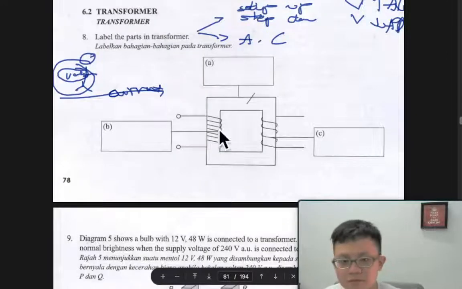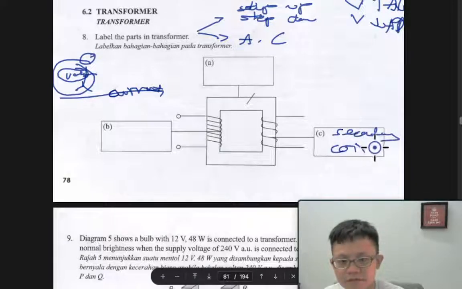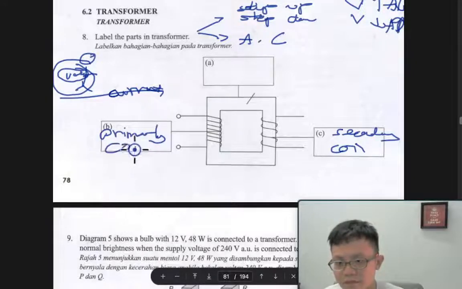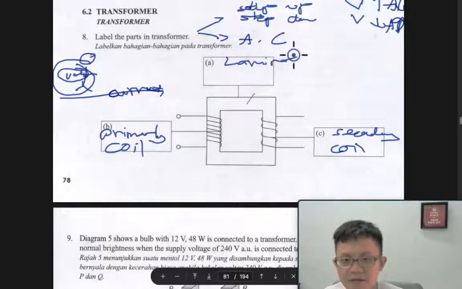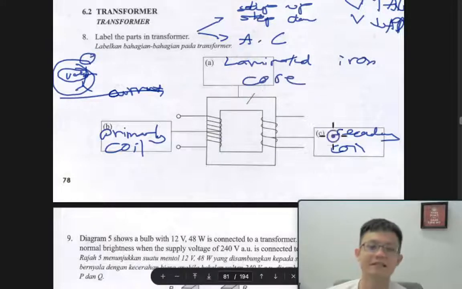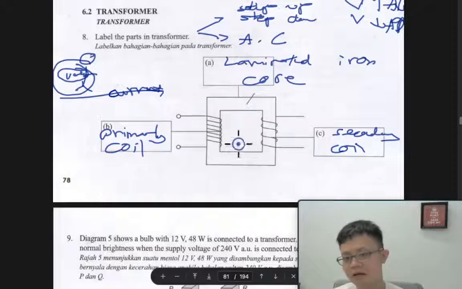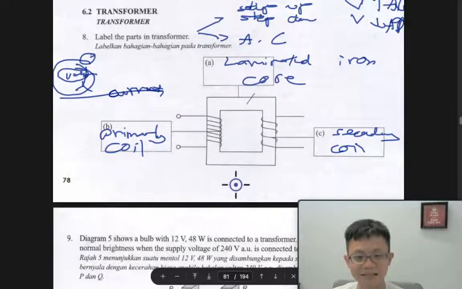C is the secondary coil. And A is, I think, the laminated iron core. Very good, laminated iron core. So this is how you want to remember the basic transformer: primary coil and secondary coil.